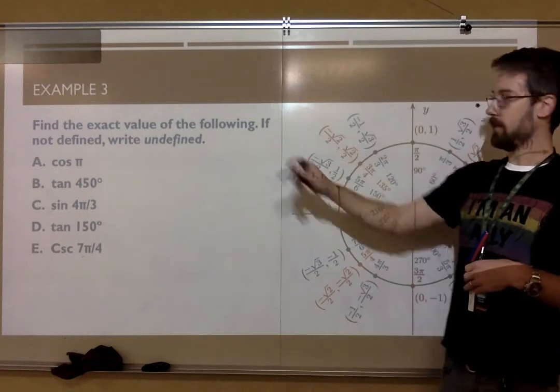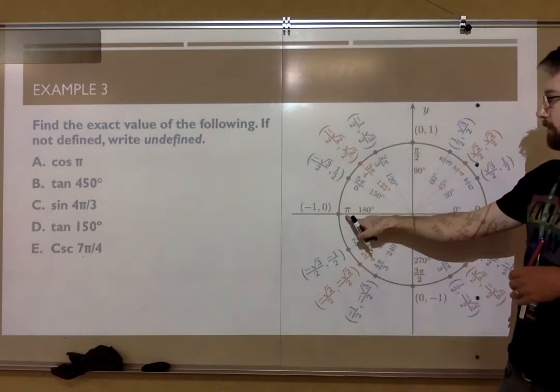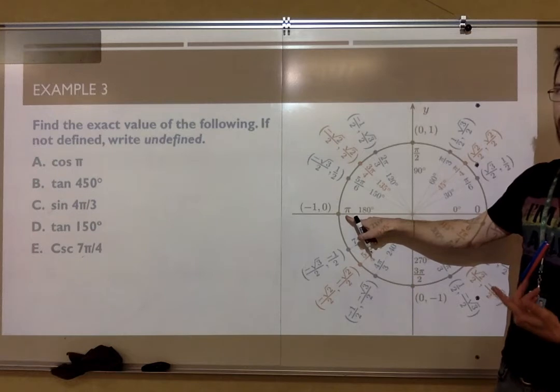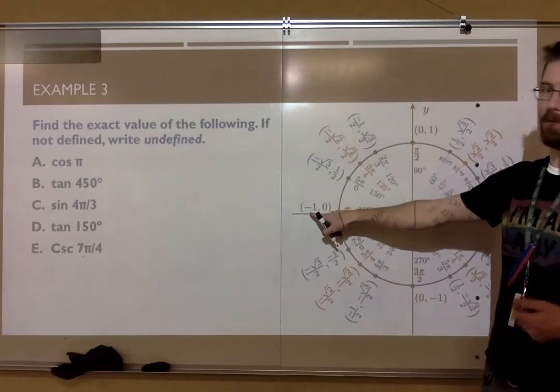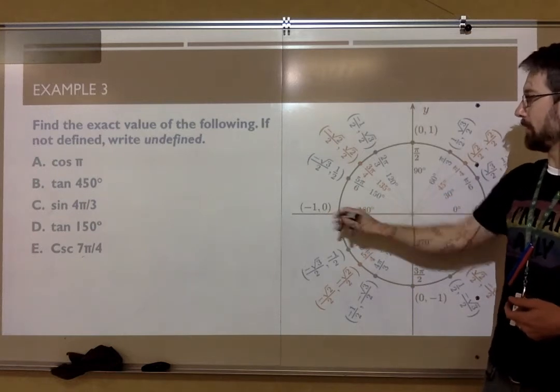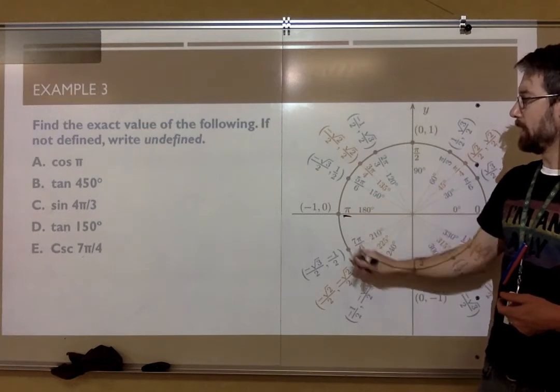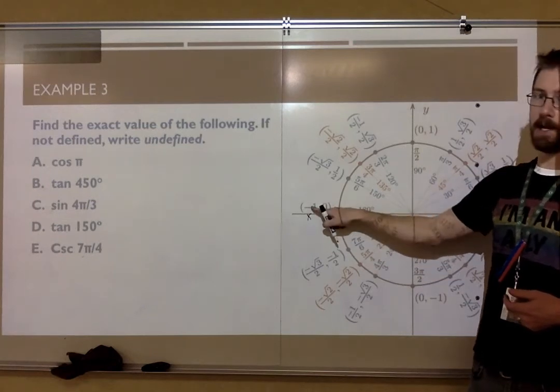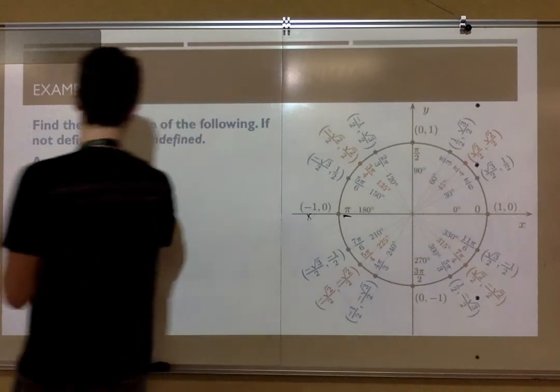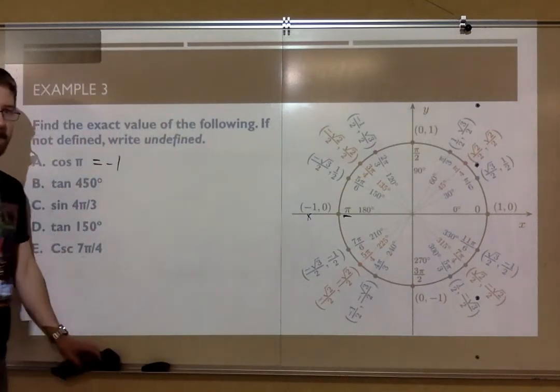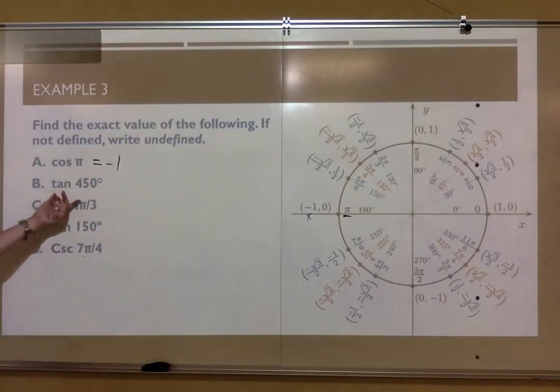Cosine of pi for letter A. You're finding pi. Cosine goes with the x value, so you're taking the x coordinate of the point at pi, right? You're finding the angle here, and then you're taking, in this case, the x coordinate. So cosine of pi is -1.